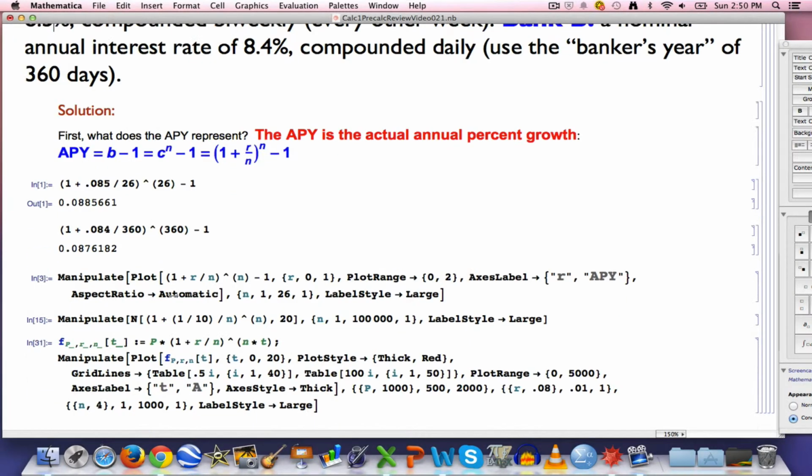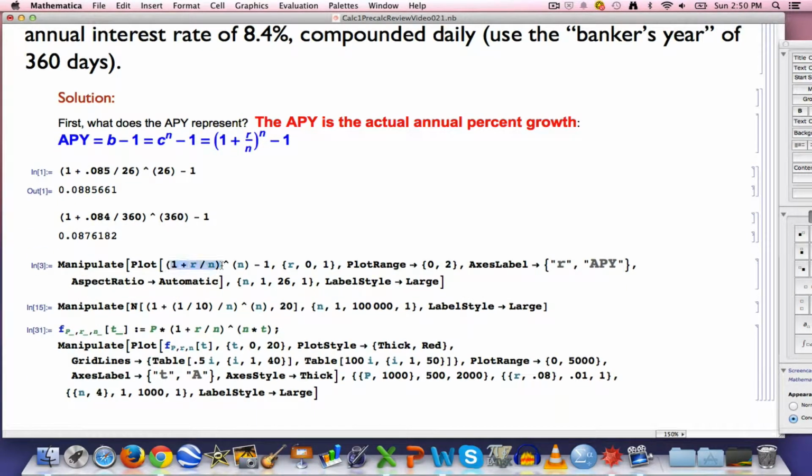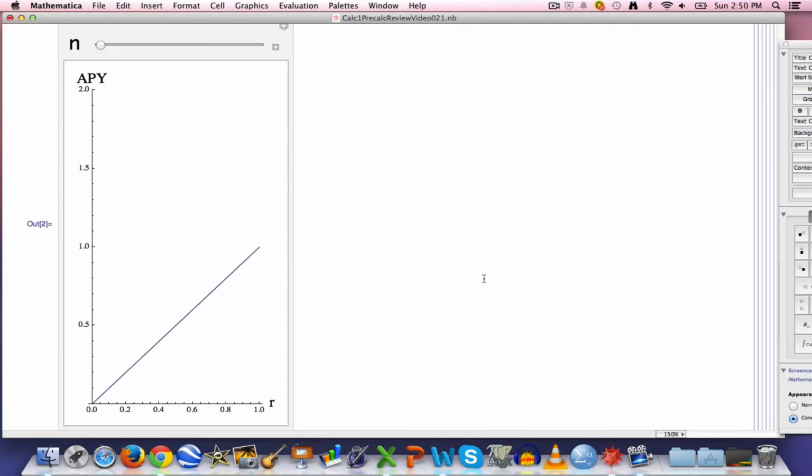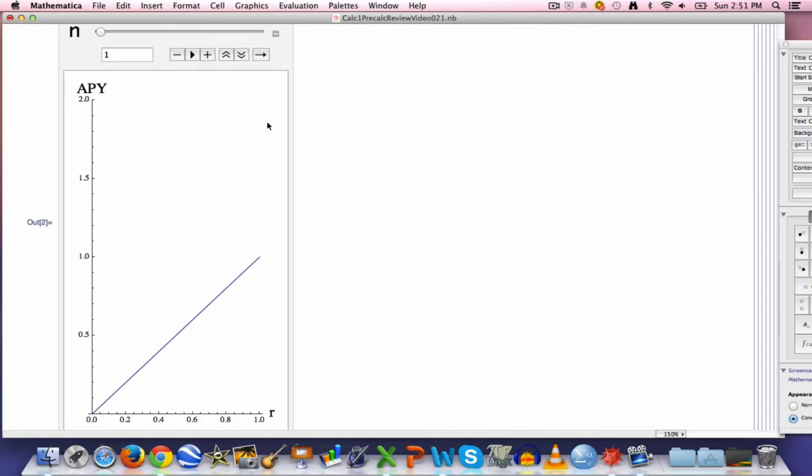We made graphs of this expression for the APY as functions of r. Notice I'm letting r go from 0 to 1 here. The axes are going to be labeled r and APY, and I added this feature that you see right here, aspect ratio automatic, that makes the scales on the axes the same. You get a graph that looks like this. This is the case where n is 1. In the case where n is 1, you see a straight line. In fact, it is the 45-degree line when the axes are the same scale. APY equals r when n is 1.